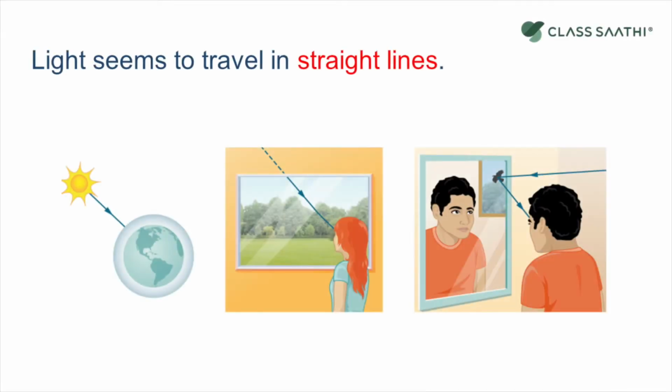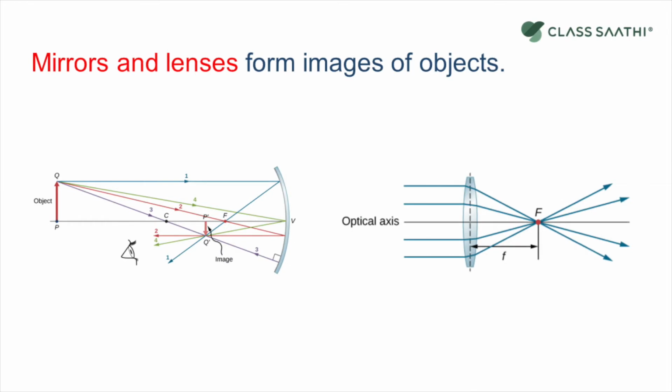The first thing that you need to remember is that light seems to travel in straight lines. Now you can see here three figures depicting the same. Mirrors and lenses are systems that form images of objects. In the left side, you can see an image formation by using a mirror, whereas on the right side, you can see an image formation by using a lens.